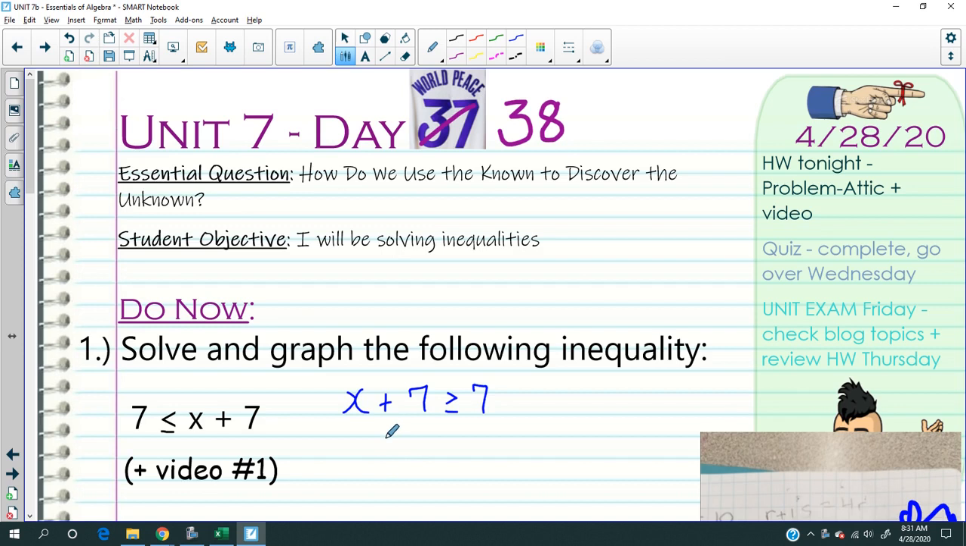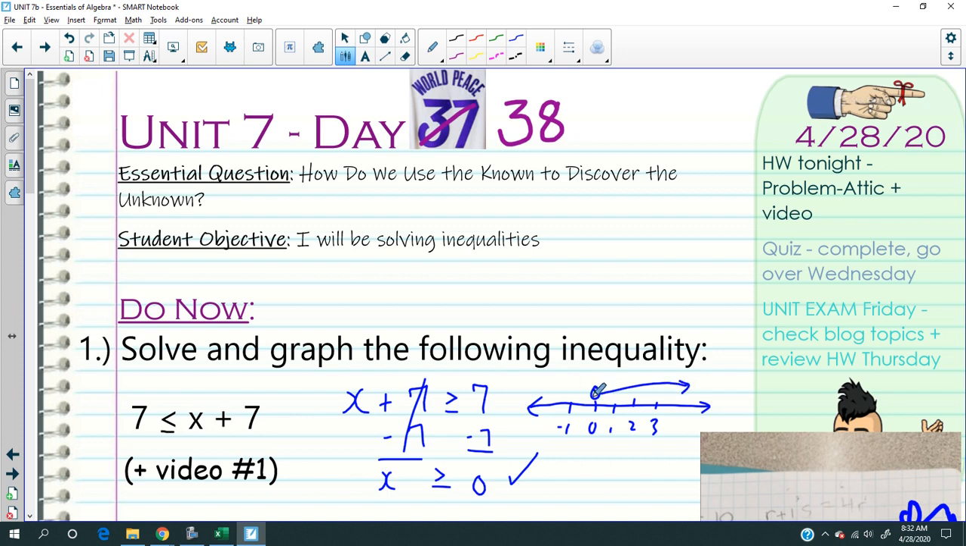And then what we're going to do is we're going to subtract. So these cancel out. 7 minus 7, 0. And that's it. And then we graph it, right? Let's graph it. All right, I'll do this quickly. Let's see, 0. Okay, 0. Do -1 then. 1, 2, 3, like that. 0. Arrow to the right and fill it in.